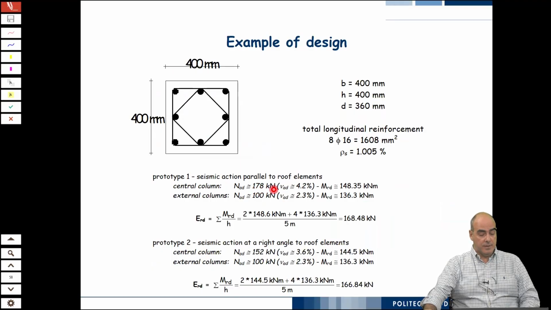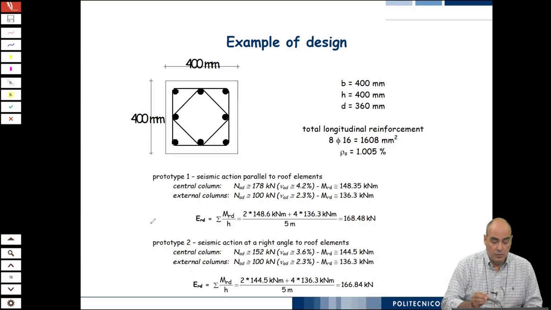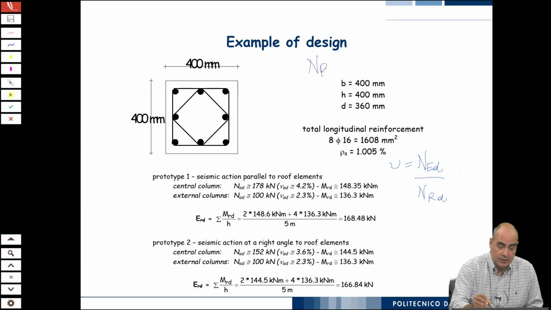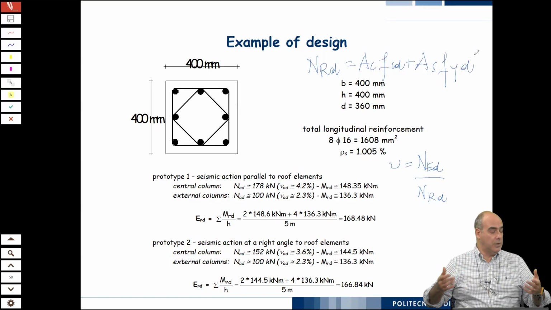But what is important to realize is that if you divide this value here, this is the axial force, by the area, you calculate this parameter here, which is ni, which is the value of the axial force divided by the area of concrete. Well, actually, you should divide it by NRd, and NRd is your resistant axial force, which is the area of concrete times fcd plus the area of steel times fyd. It is the maximum axial load of the column.